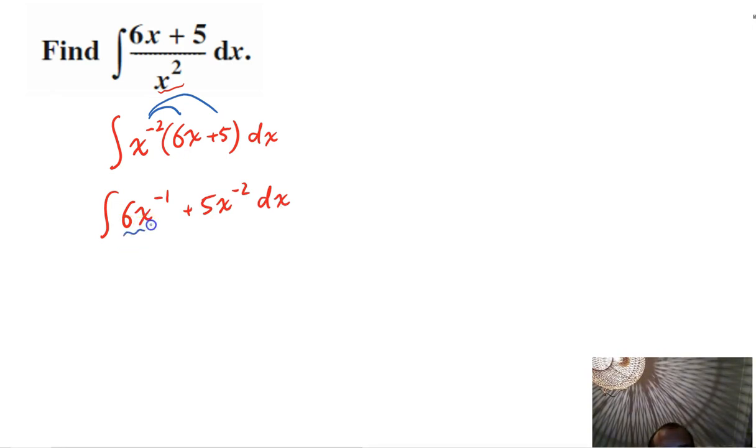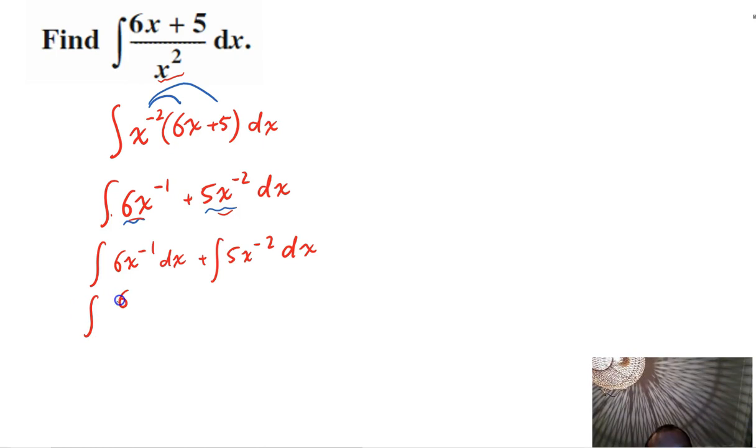Now I need to integrate these separately, so everything there can get integrated. You don't have to write it like this, so this is not part of the working, I guess, but I'm just going to write the integral of 6x to the negative 1 with respect to x plus the integral of 5x to the negative 2 with respect to x. That's just so that you understand that the integral of this plus this is the same as the integral of this plus the integral of this. Maybe I'll give you one more line here. That's the same as 6 over x with respect to x, and 5x to the negative 2 with respect to x.